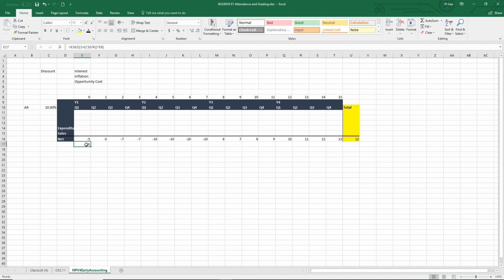Okay. Now what we're going to do is go back in there. We're going to use absolute referencing for the interest rate, so we can drag the formula across the sheet here to fill in the rest of the 15 quarters.